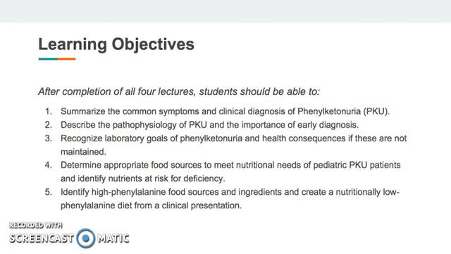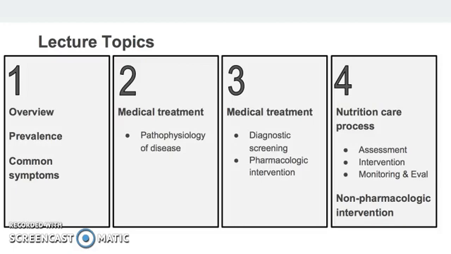Determine appropriate food sources to meet nutritional needs of pediatric PKU patients and identify nutrients at risk for deficiency. You will also be able to identify high phenylalanine food sources and ingredients and create a nutritionally low phenylalanine diet from a clinical presentation. Our module is divided into 4 lectures, and you can see here what will be covered in each of the lectures. In this lecture, we will discuss an overview of PKU, as well as the prevalence and common symptoms of the disorder.